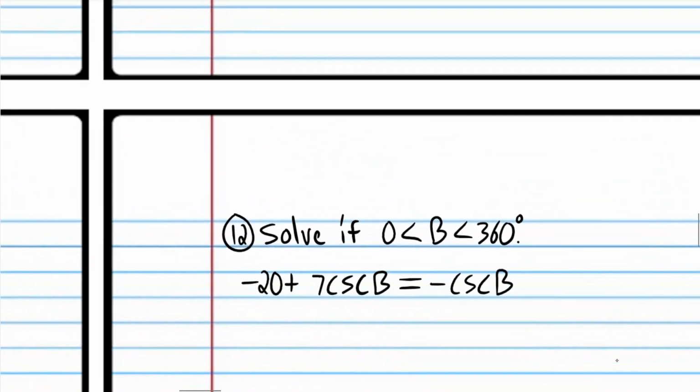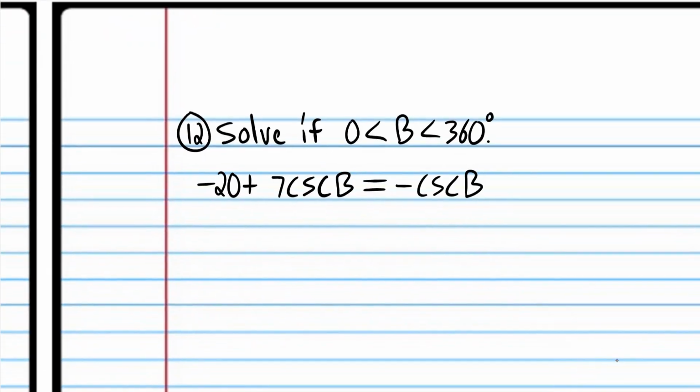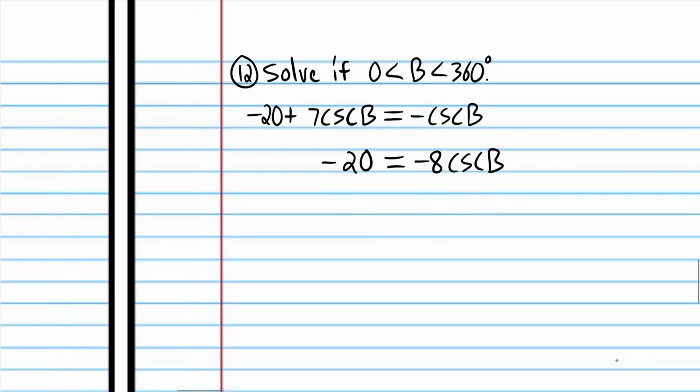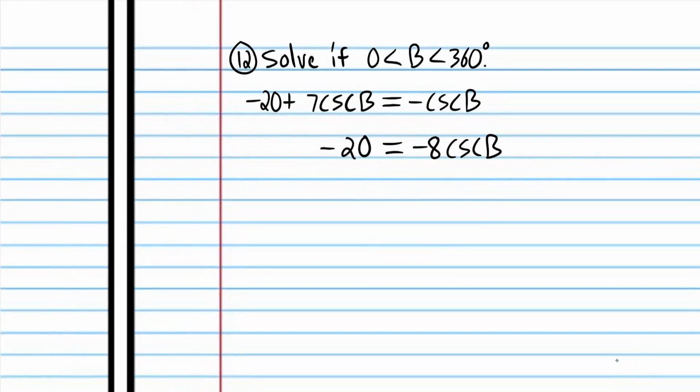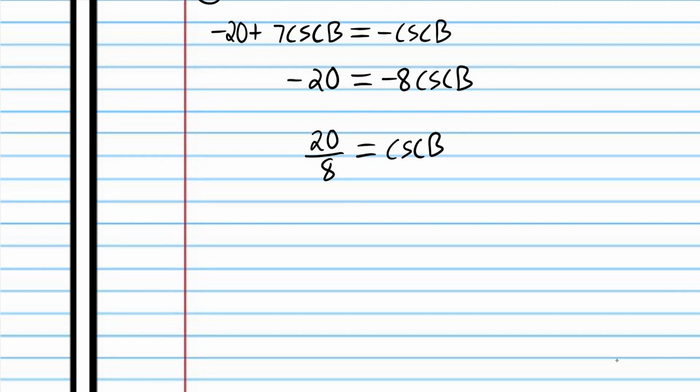Okay, we're back. So I'm going to subtract 7 cosecant b from both sides. I'm going to divide both sides by -8. And I would like to find b using my calculator, but we can't because we don't have a cosecant inverse button. But if cosecant b is equal to 20/8, then that means that sine b, remember sine is the reciprocal of cosecant, so you just flip it over. It's that simple.